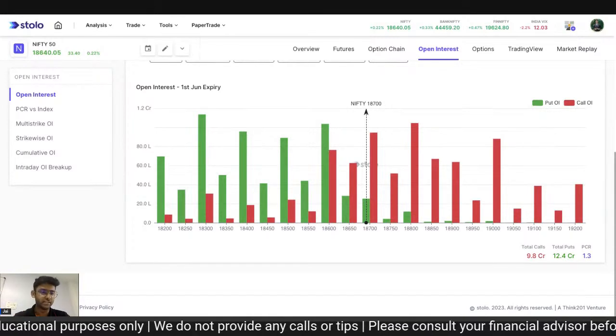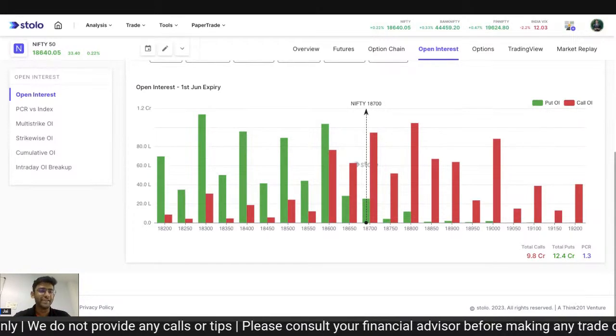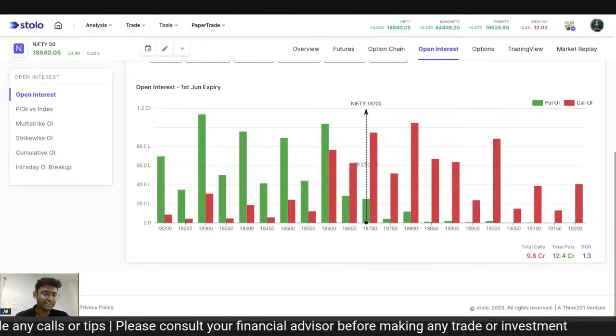Bank Nifty looking very bullish. Nifty looking a little more sideways, right? So yes, that is our market analysis for today.